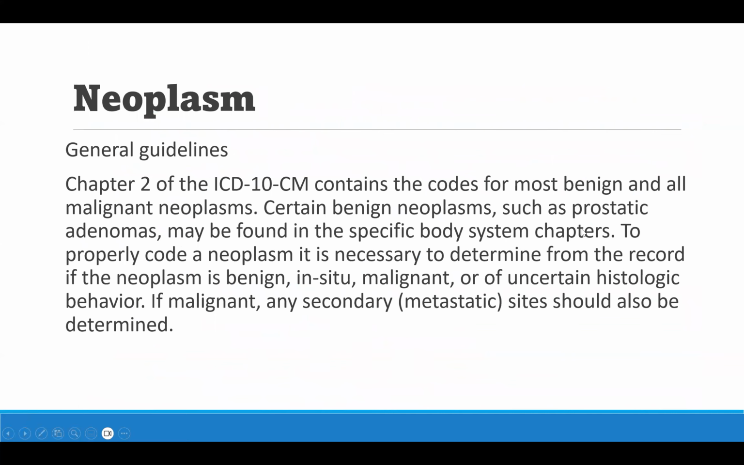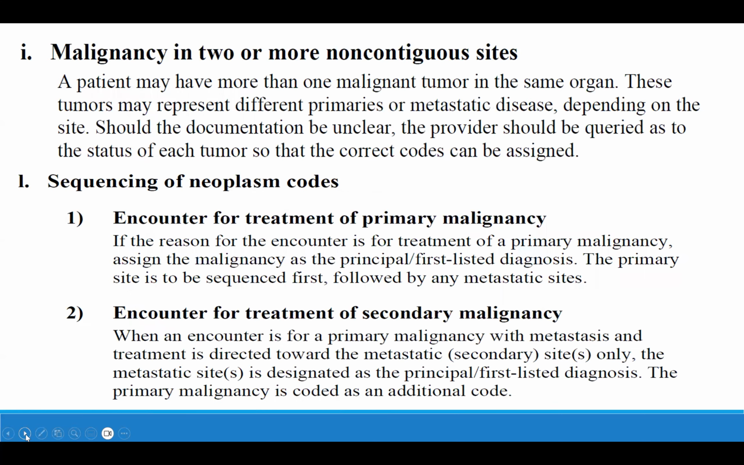General guidelines: chapter 2 of the ICD-10 contains codes for most benign and all malignant neoplasms. Certain benign neoplasms, such as prostatic adenomas, may be found in the specific body system chapters. To properly code a neoplasm, it is necessary to determine from the record if the neoplasm is benign, in situ, malignant, or of uncertain histologic behavior. If malignant, any secondary metastatic sites should be determined. And that last part is where we hit a wall, right? We didn't know whether the liver and the rib were primary or secondary, which one was which, or if they were independent of each other, right?